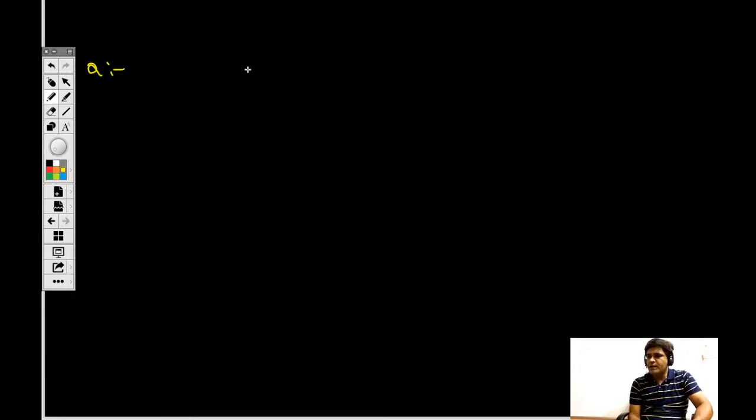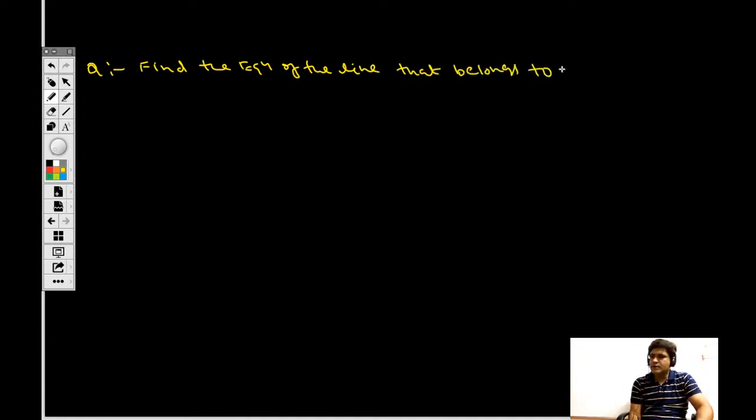Next question. Find the equation of the line that belongs to both the family of given lines.